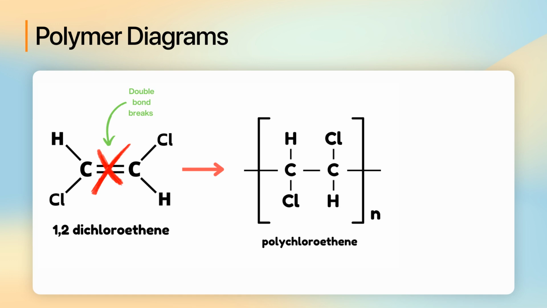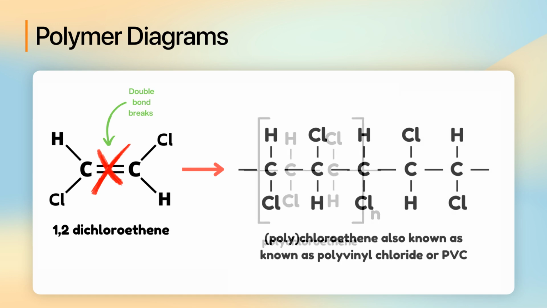We can also represent this as a polymer chain by drawing the repeating unit a few times. The polymer formed from the polymerization of 1,2-dichloroethene is polychloroethene, commonly known as polyvinyl chloride or PVC. This long chain represents the polymer with the repeating unit linked together. By understanding these diagrams and recognizing the repeating unit, we can identify polymer structures efficiently, aiding us in understanding their properties and uses in various applications.